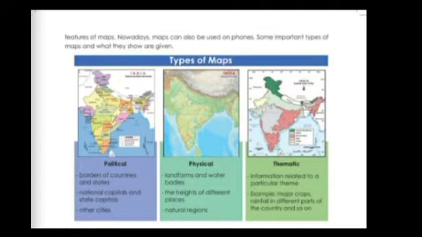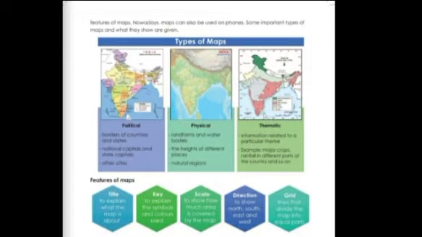The third map is the thematic map. In this map, we show information related to a particular theme, for example, major crops, rainfall in different parts of the country and so on. Next is the features of a map. There are some features of a map. First is the title. The title explains what the map is about.